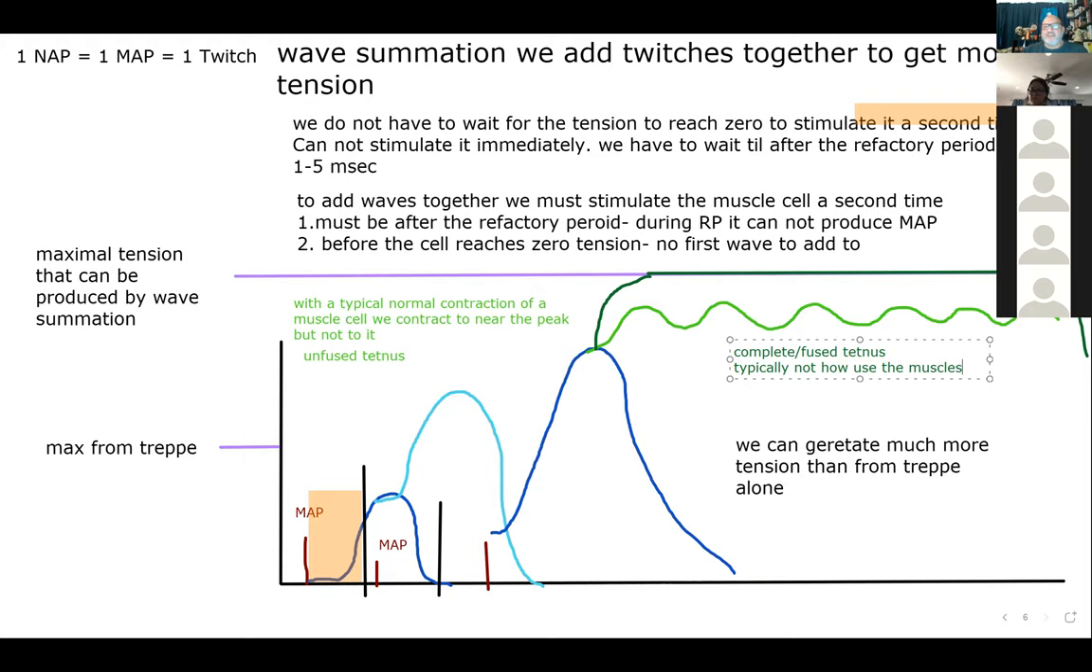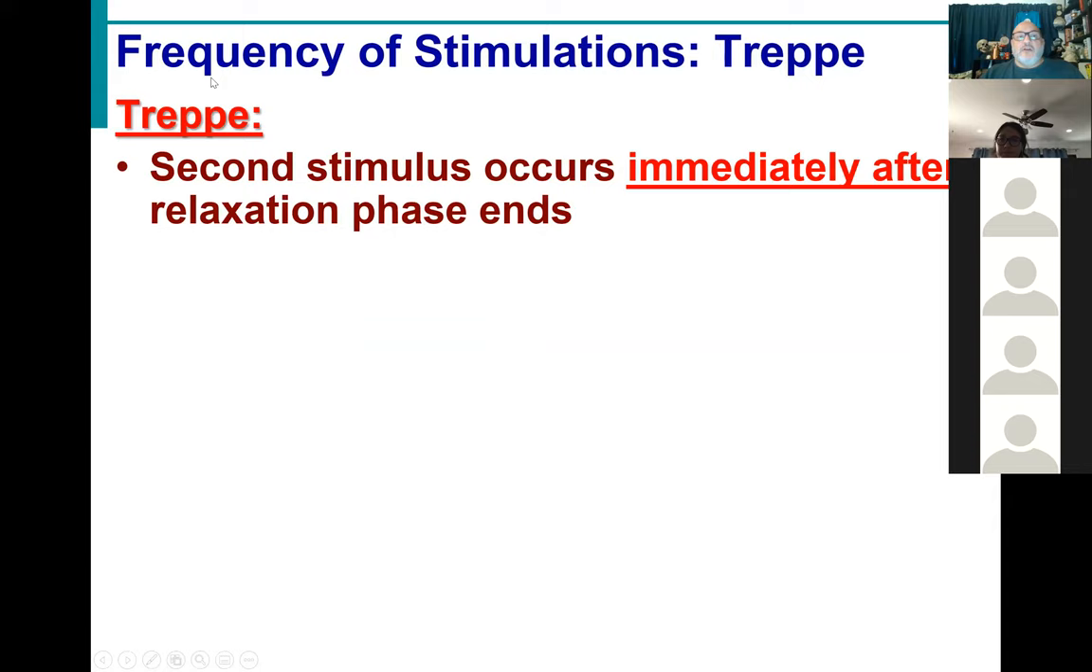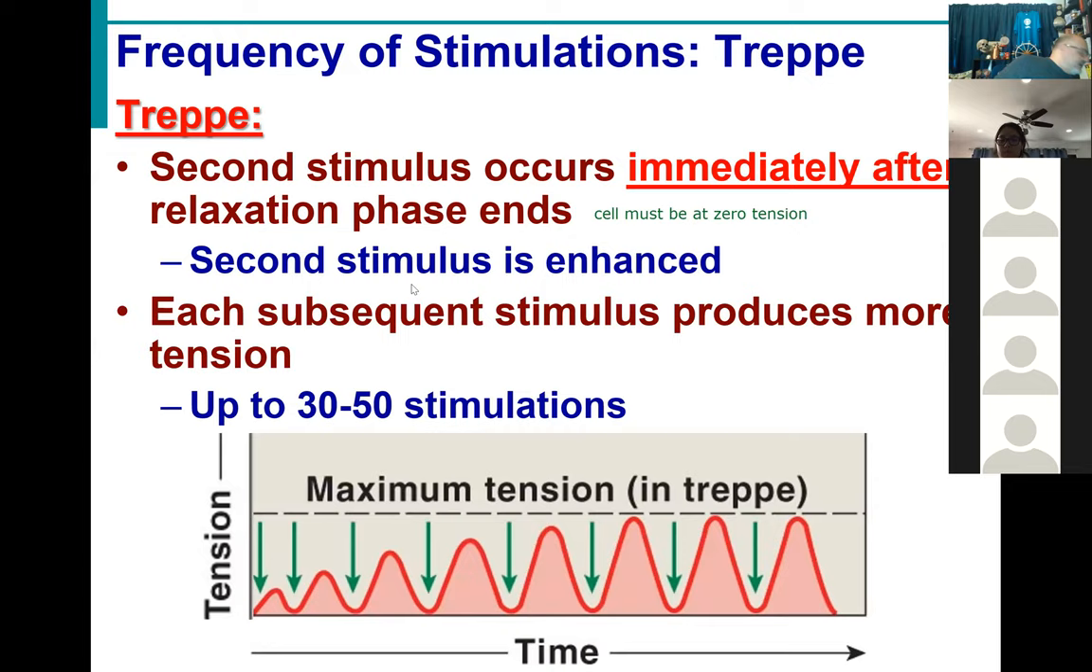And again, if you don't like my pictures, we have the pretty pictures from your textbook. Notice we talked about treppe. Again, it has to be immediately after the cell reaches zero tension. But remember, it also has to be after the refractory period. So as long as it occurs between those times, we can add the twitches together. And not add to the twitches, but add to the residual calcium to increase the amount of tension to some maximal treppe.